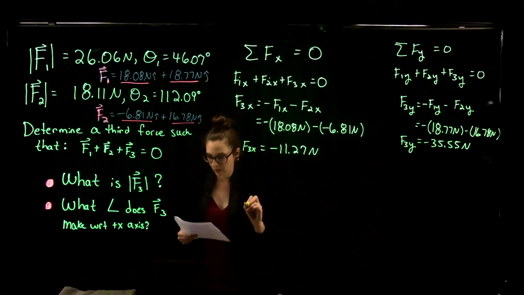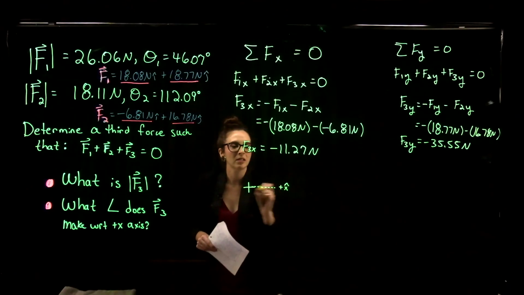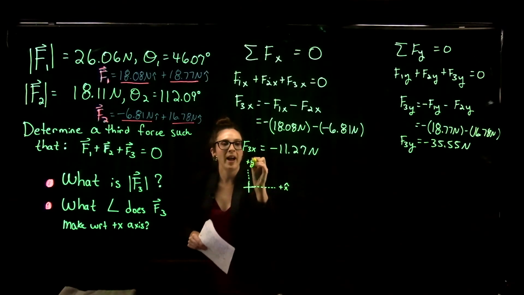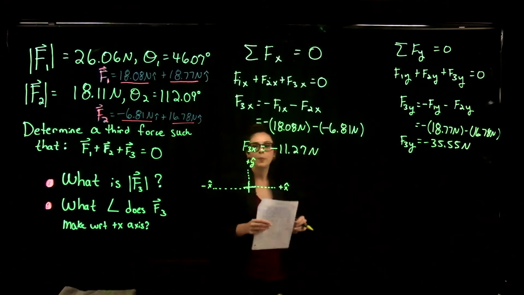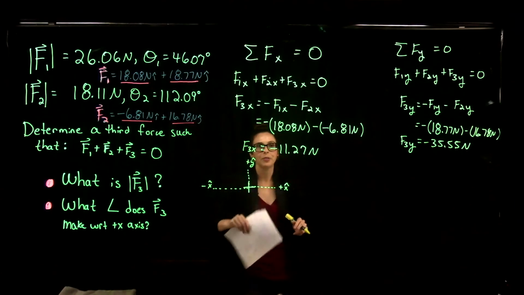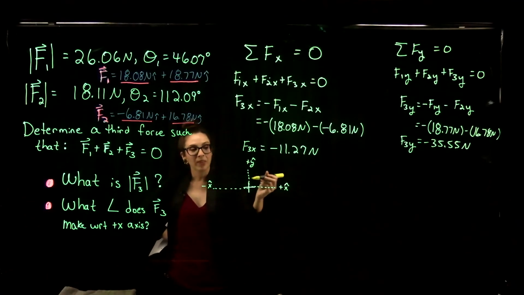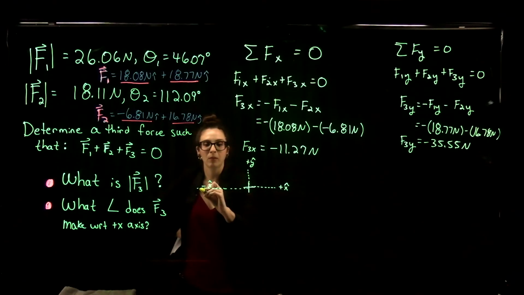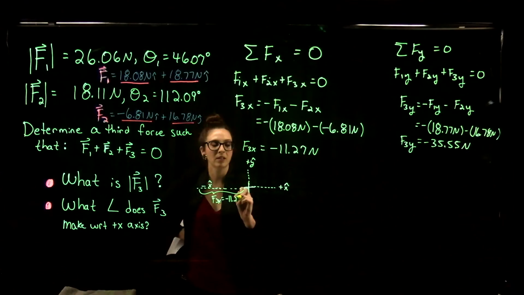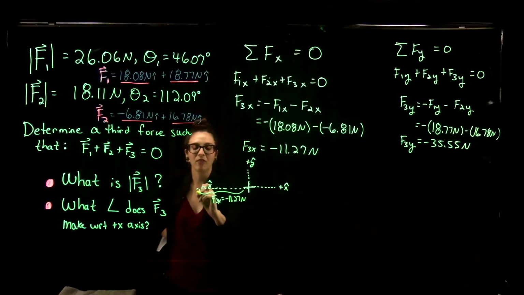So let's start here. This is the positive x-axis, this is the positive y-axis, here's my negative x-axis, okay? And so for this vector F3, our x component is minus 11.27 newtons, so we have to go to the left 11.27 newtons. So this component here, F3x equals minus 11.27 newtons, okay? And then the y component is minus 35.55 newtons.